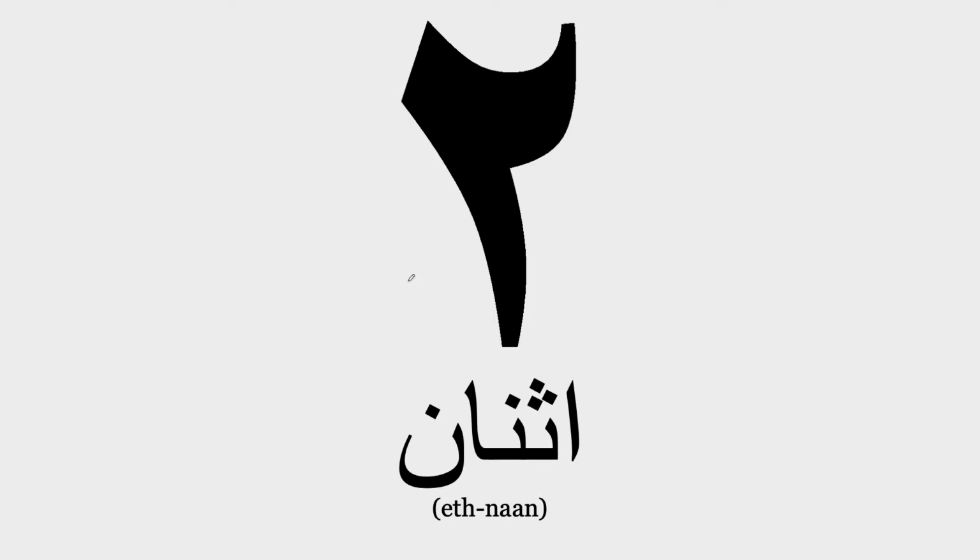The number 2 is ethnan. It's important to really highlight this here, especially when it's between two of the same letters. So this is a n and this is a n. So it's important to elongate. So ethnan. And that is the number 2. And the handwritten Arabic version is just a little something like that, kind of slightly curved at the top, but not nearly as thick at the top.